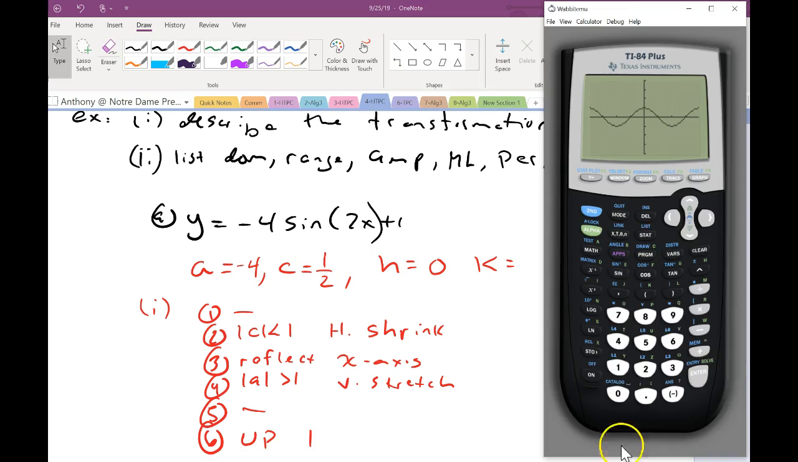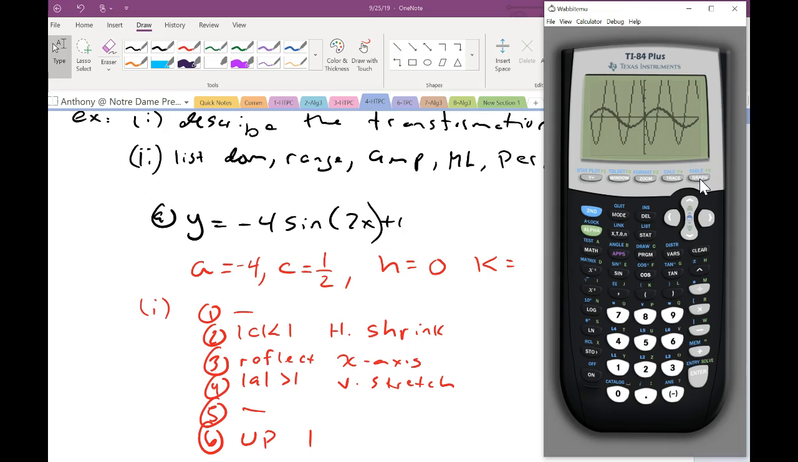Let's take a look at the graph here, just to convince ourselves that what we're seeing is correct. And I'm going to graph the parent function as well, just so we have something to compare it to. The graph of sine is going to come in with the fat line. So here's our parent function, and here is our new function. It definitely looks taller. It's been stretched vertically. Everybody agree with that?